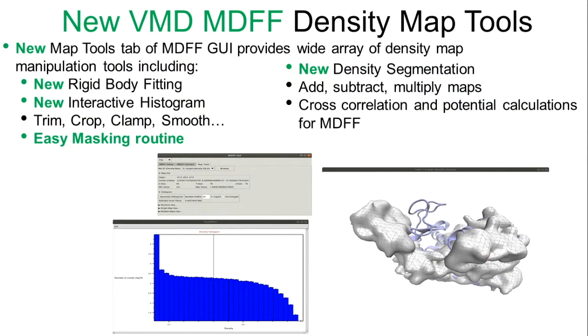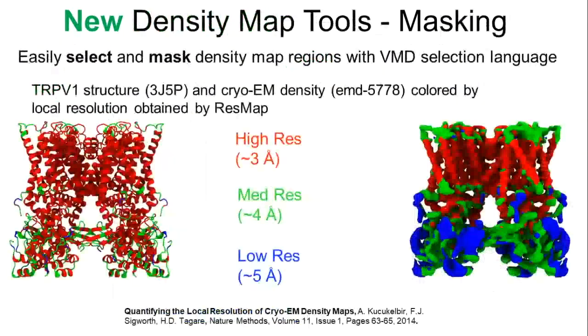To further augment these tools, we've developed a new plugin for MDFF, which adds interactive GUI-based tools, I should say, for things like rigid body fitting, computing histograms, doing all this sort of piecemeal density map processing operations a person would need to use. We have a density map segmentation tool that's now GPU accelerated, and we can do costly calculations over a molecular dynamics trajectory, such as cross correlations and things like this. And so I'll give you a few examples of those.